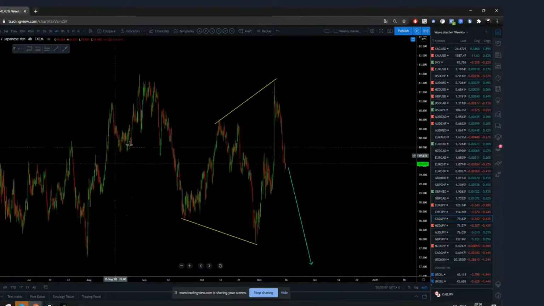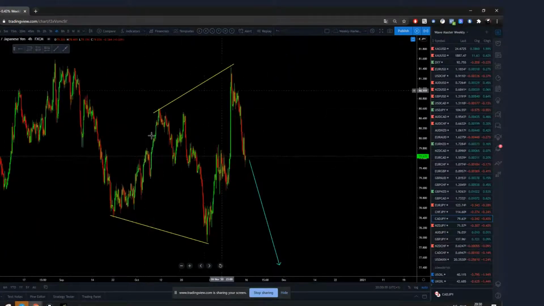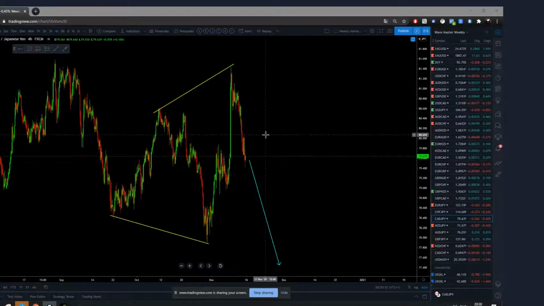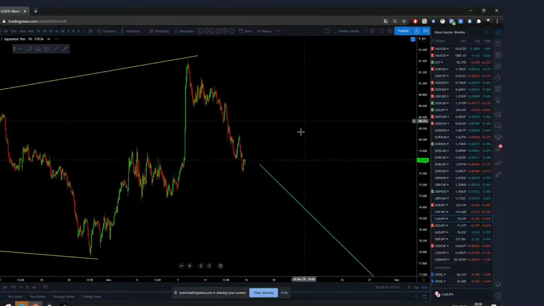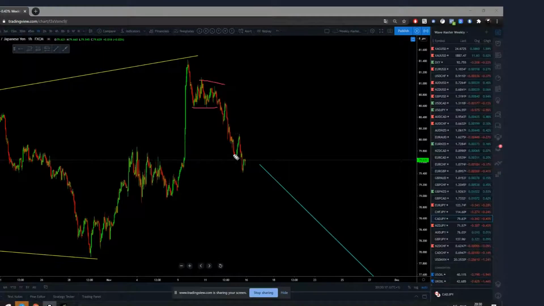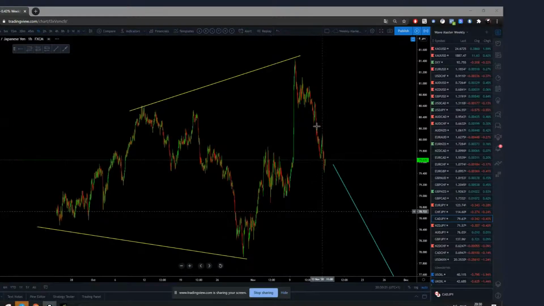CAD yen, similar there. Okay, so a huge expanded flat there. Watch for price to sell. So this is pushing lower, one more running flat going lower, and it keeps pushing lower, as you can see.